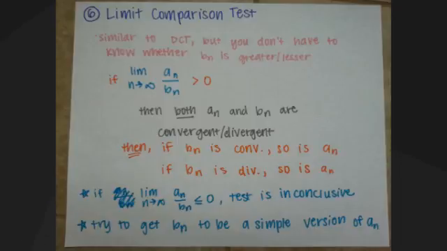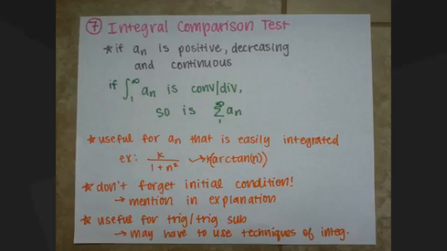Now we're going to take the limit as n goes to infinity of the ratio a sub n over b sub n. If we can get that the limit is greater than 0, then both a sub n and b sub n will be convergent or divergent. Basically, if b sub n is convergent, so is a sub n. If b sub n is divergent, then so is a sub n. Be careful though, if you get that the limit is less than or equal to 0, then the test is inconclusive and you're going to have to try something else. I'd suggest the direct comparison test in most cases.